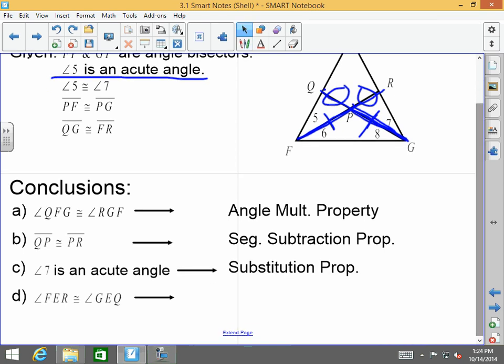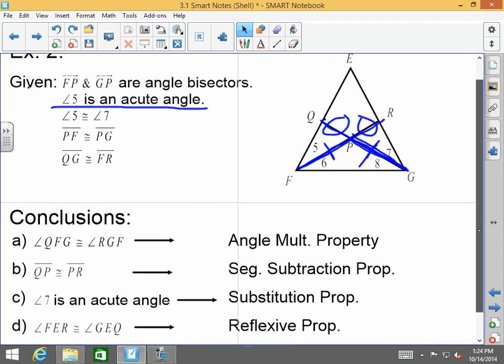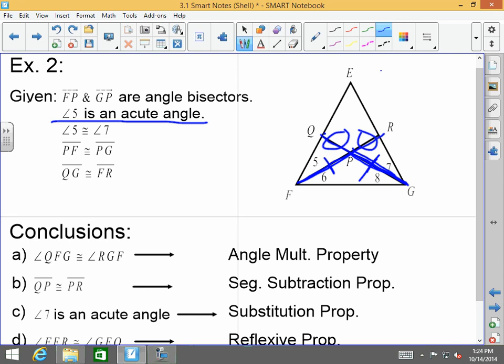And last but not least, how can we prove or conclude that FER is congruent to GEQ? Reflexive property. Very, very good. Because E is the shared angle. That's exactly correct. And we are done.